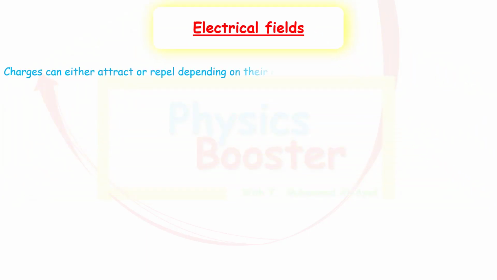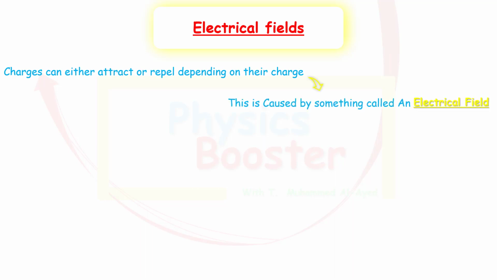So we learned before that charges can attract each other or repel, and there's a certain force between these charges, and we learned how to calculate this force using Coulomb's law. But now in this lesson we will be talking about what is causing this force. So charges can either attract or repel depending on their charge. We already know that.